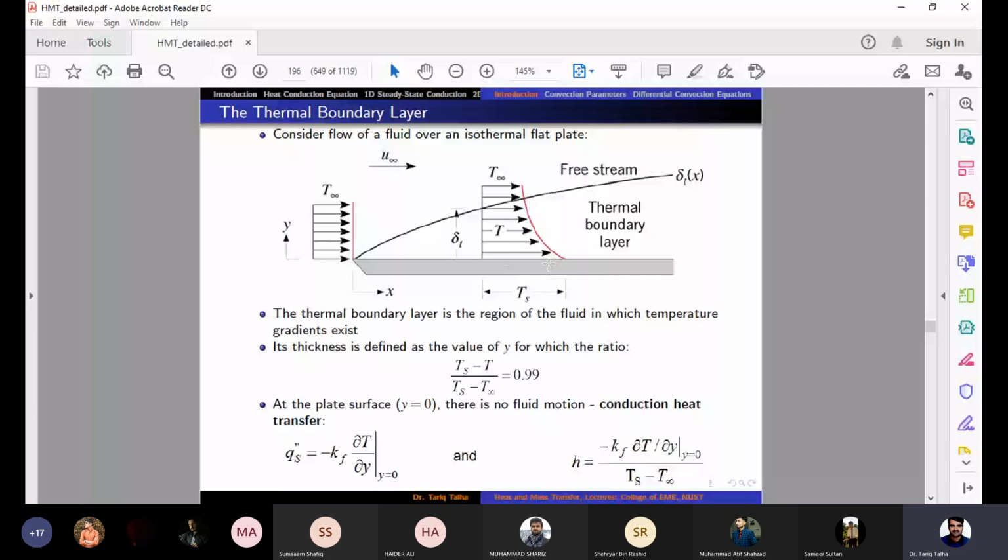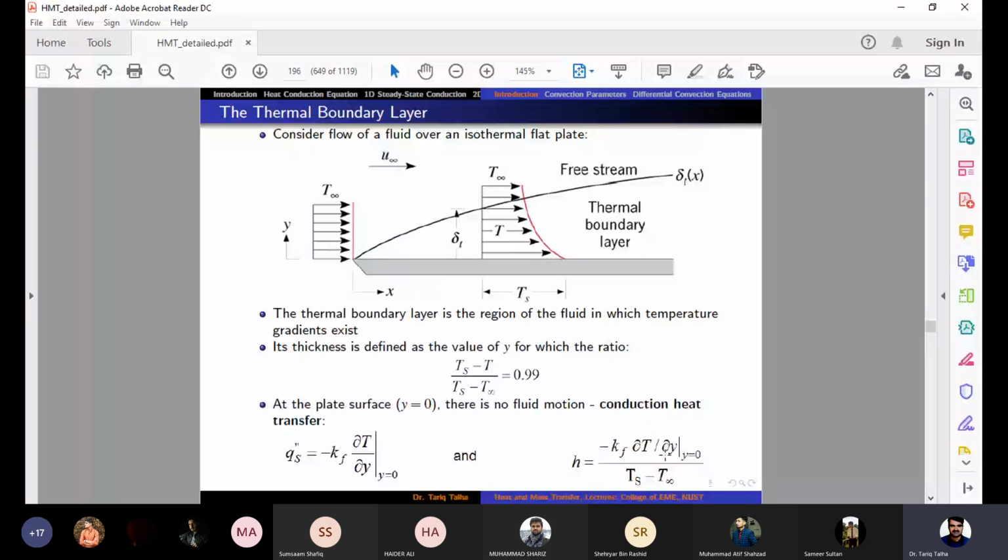And then from there we can calculate h, which we already did in the previous slide: h is equal to minus k_f times partial T by partial y at y equal to 0. Here, partial T by partial y at y equal to 0 is the major challenge, the gradient term which we want to calculate. But in order to get this term, we need to know the temperature at the wall, and then the temperature inside the boundary layer. So it means that we need to solve boundary layer equations for this.